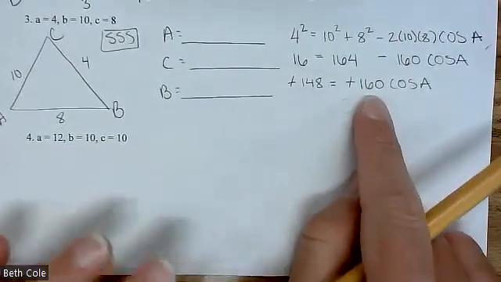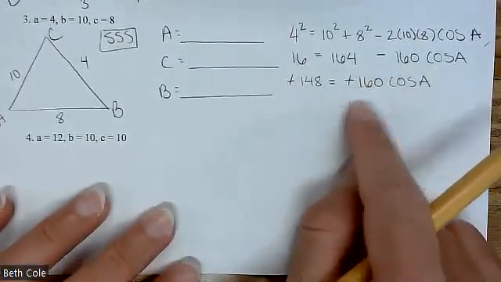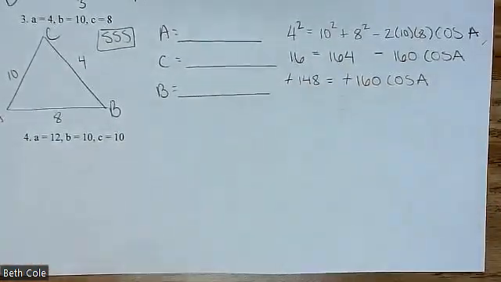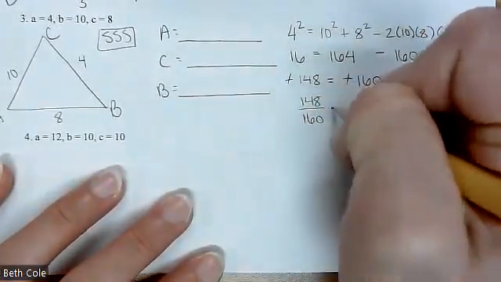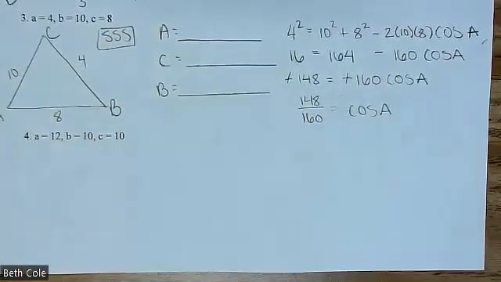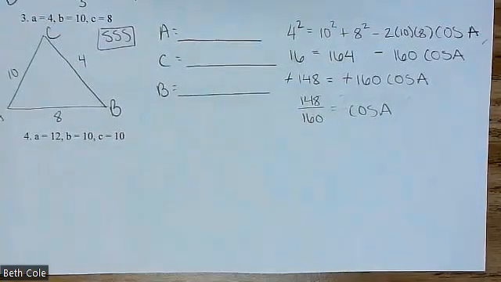All right, then what? Still trying to get cosine A by itself. Divide by 160. Here's my advice on this: just write 148 over 160. It's not worth reducing it. You're going to type it in the calculator anyway, so just divide that over. I get that the fraction reduces, but who cares?